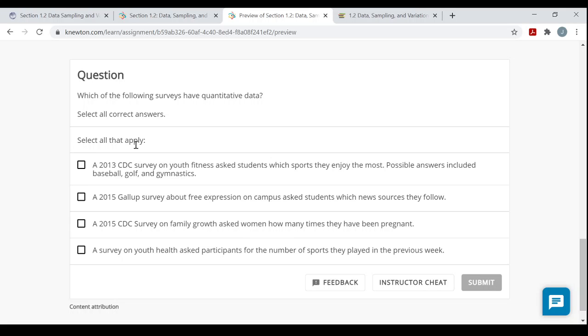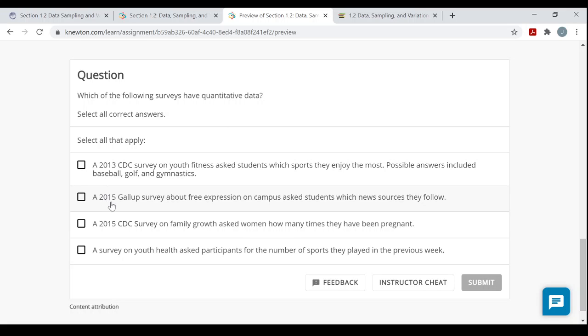Select all that apply, so multiple answers. All right, a 2013 CDC survey on youth fitness asked students which sports they enjoyed the most. Baseball, golf, and gymnastics are possible answers. This is qualitative data, labels, categories, not quantitative.